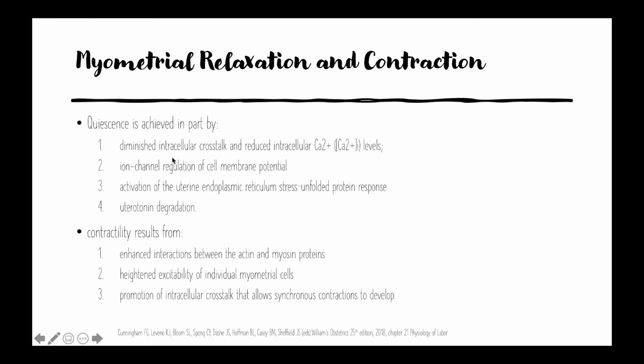So quiescence is achieved in part by the following. So first we have the diminished intracellular crosstalk and reduced intracellular calcium and ionized calcium levels. So we have ion channel regulation of cell membrane potential, activation of the uterine endoplasmic reticulum stress unfolded protein response, and uterotonin degradation. And contractility, on the other hand, results from the following. So we have enhanced interactions between the actin and myosin proteins, heightened excitability of individual myometrial cells, and promotion of intracellular crosstalk that allows synchronous contractions to develop.